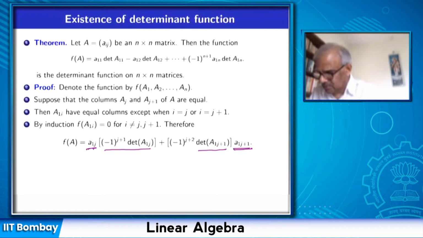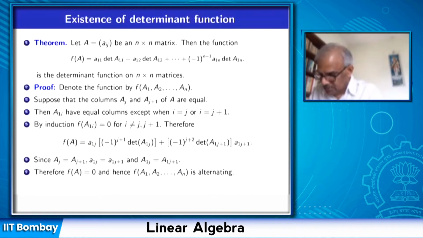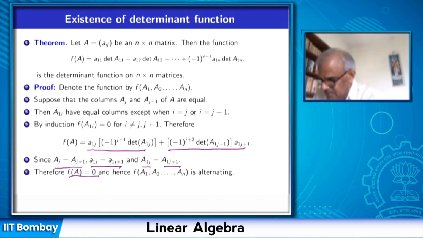So this is equal to this, and so Aj is equal to Aj plus 1. That says the entries are equal, and also the submatrices A1j and A1j plus 1 are identical matrices, because when I remove the jth column or the j plus first column, I am left with the same matrix. So one of Aj or Aj plus 1 is there in A1j or A1j plus 1, but they are the same matrices. So these 2 terms just differ by a negative sign, and therefore f of A is 0, and therefore f of A1, A2, ..., An is alternating. Is that clear?